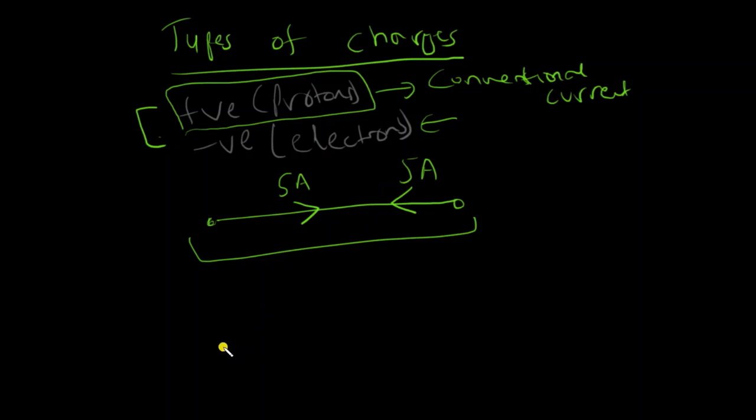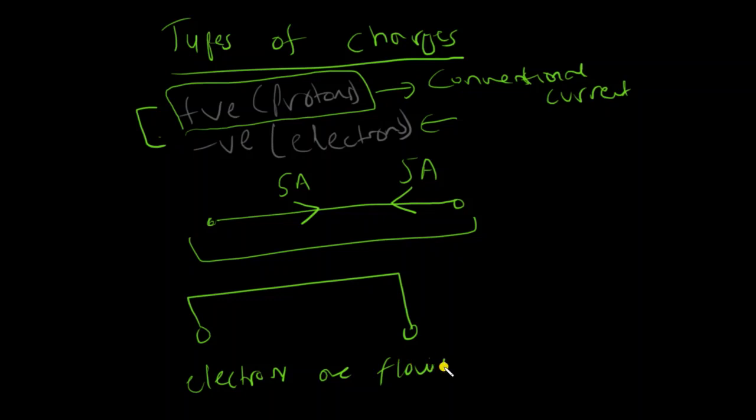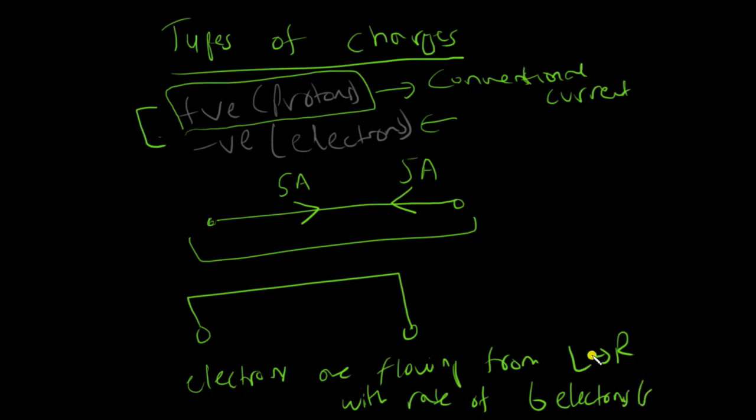I'll just show another example now. Imagine this, that you have a wire and someone tells you that electrons are flowing from left to right at a rate of 6 electrons per second, and you have to find the current. So you know that there are electrons traveling from left to right, and their rate is 6 electrons per second, or 6 charges per second, so it should be 6 A.